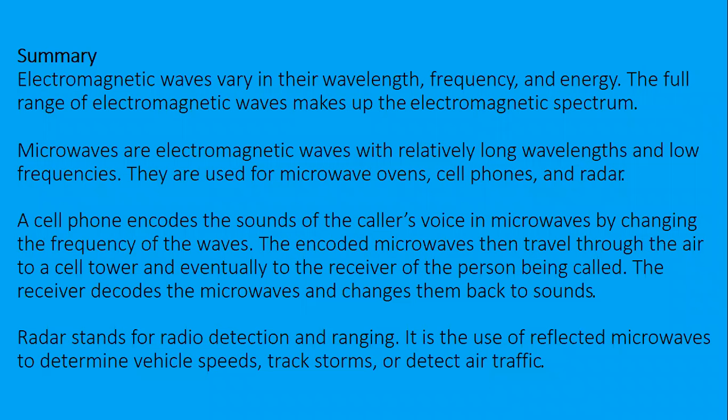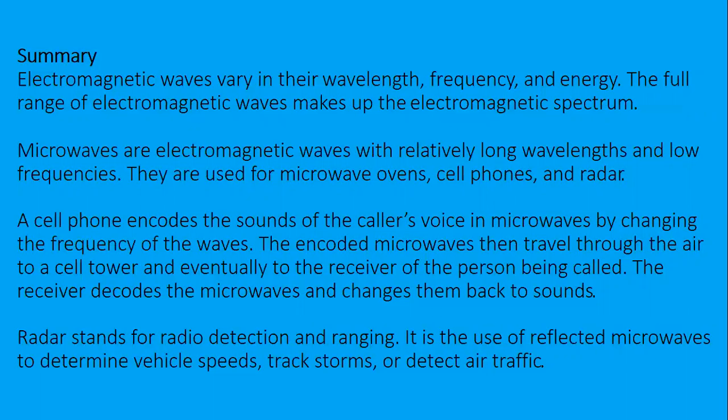So, in summary, electromagnetic waves vary in their wavelength, frequency, and energy. The full range of electromagnetic waves make up what we call the electromagnetic spectrum. Microwaves are electromagnetic waves with relatively long wavelengths and low frequencies. They are used for microwave ovens, cell phones, and radar.